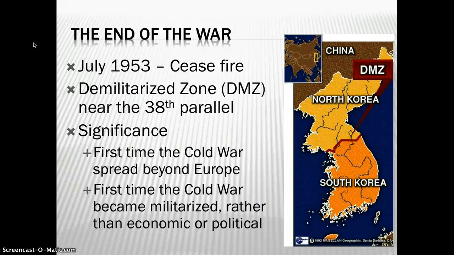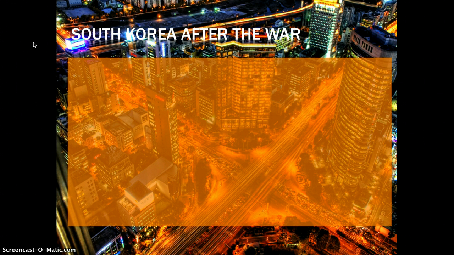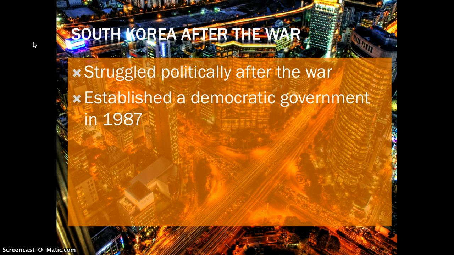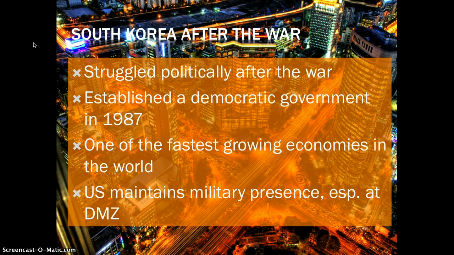So what happens to North and South Korea afterwards? Well, South Korea after the war struggled politically for a while. Where you see right here is actually the capital city of Seoul. South Korea didn't do very well after the war, but once it established a democratic government in 1987, it began to skyrocket. They got very heavy into technology, and they now have one of the fastest growing economies in the entire world. The United States still maintains military presence, especially at the DMZ, and we have Army and Air Force personnel there to basically help South Korea defend itself against external aggression because North Korea still wants to reunify the peninsula.